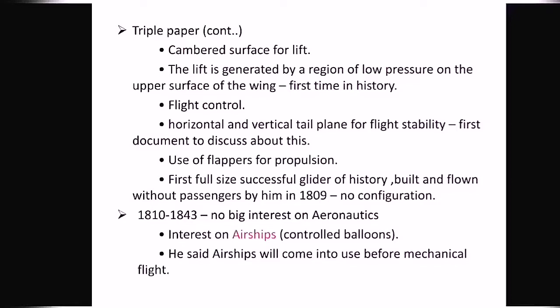Also, he mentions the first full-size successful glider in history, built and flown without passengers. But there is no configuration available for this glider. Okay, these are all the things about the triple paper. And then between 1810 and 1843, in these 33 years, he did not have any big interest in aeronautics. He only had an interest in airships, but he did not build or test any airships. He explored airships in that period.